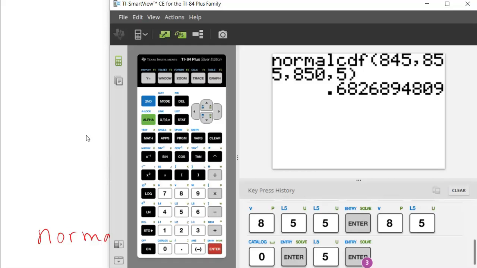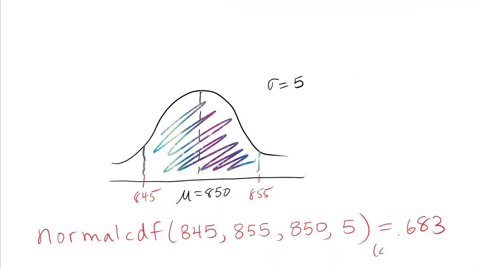Just like with the binomial functions, I'm going to require that you show me your calculator input. And so I don't care how many decimal places you give me, 2, 3, 4, those are all okay. Just a couple of sig figs. So I'm going to go out to 0.683. That's 68.3%.